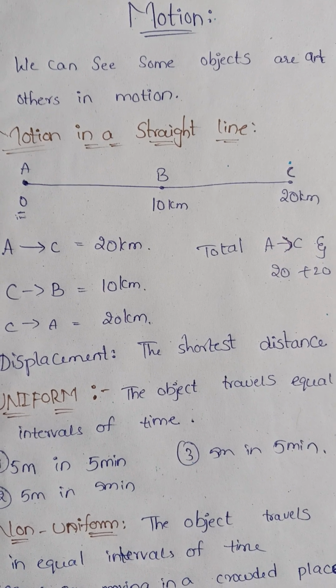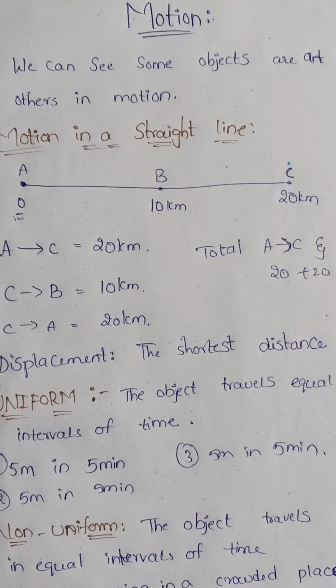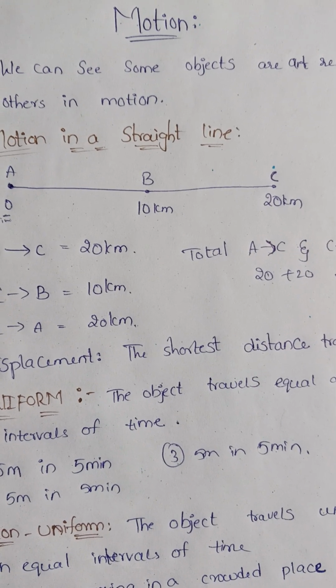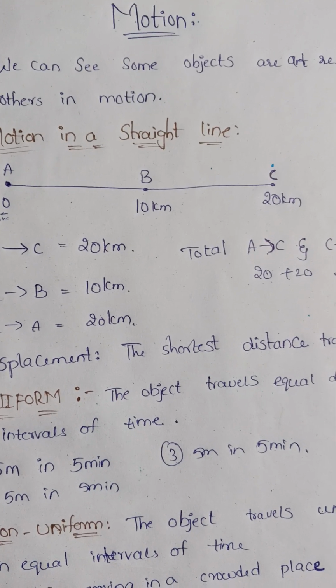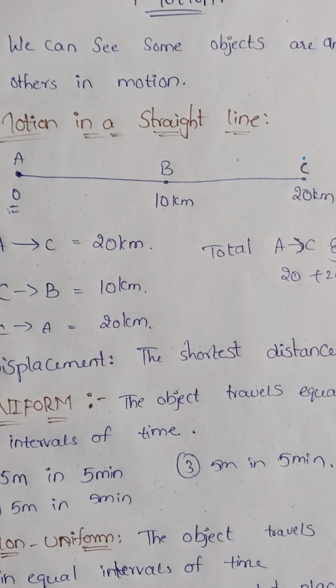Let us discuss the motion chapter of ninth class. Let us go with the example. We can see some objects are at rest and some objects are in motion. In our daily life, we can see some objects are at rest and some objects are moving. Next, consider an example.